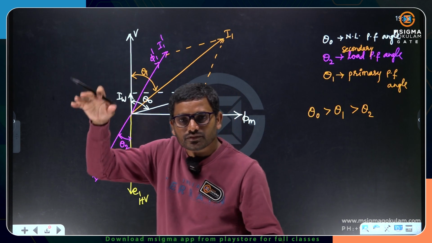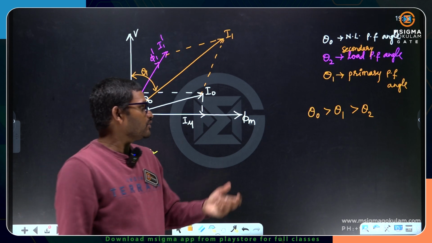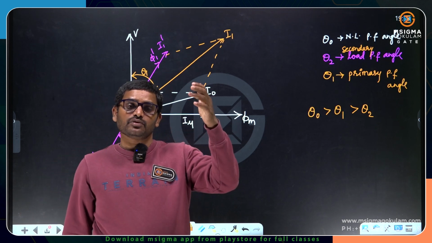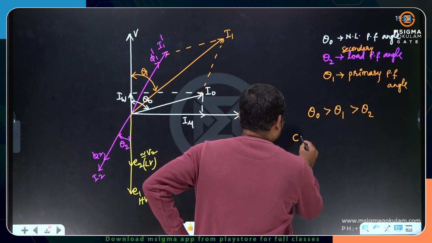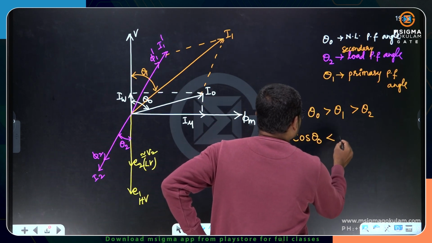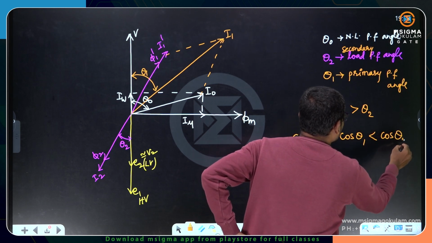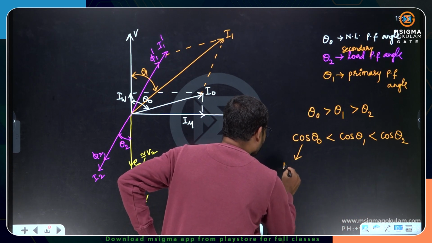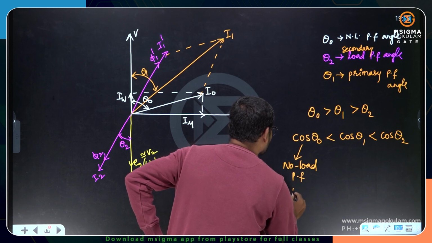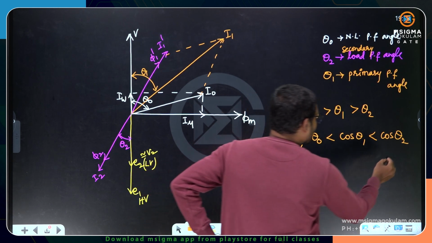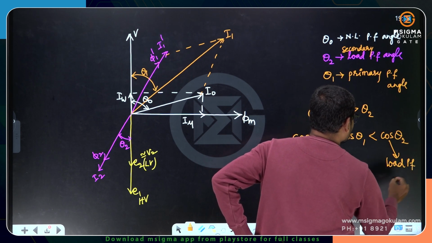Cos of a large angle is a small value. Cos of 90 is 0, and cos 0 is 1. So if the angle is less, the cos value is more. If the angle is more, the cos value is less. So I can write here cos theta naught is less than cos theta 1, and cos theta 1 is less than cos theta 2. Which means the no load power factor is poor, and the load power factor is good.